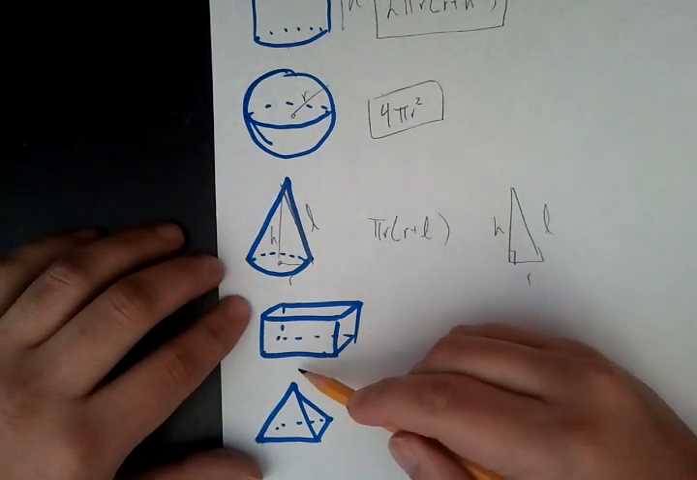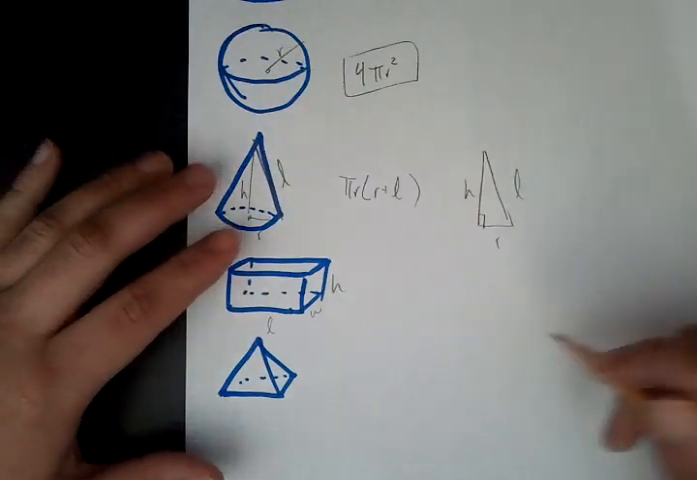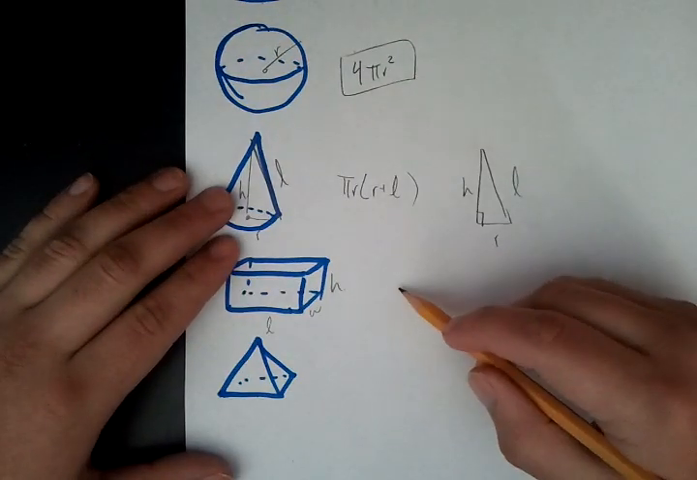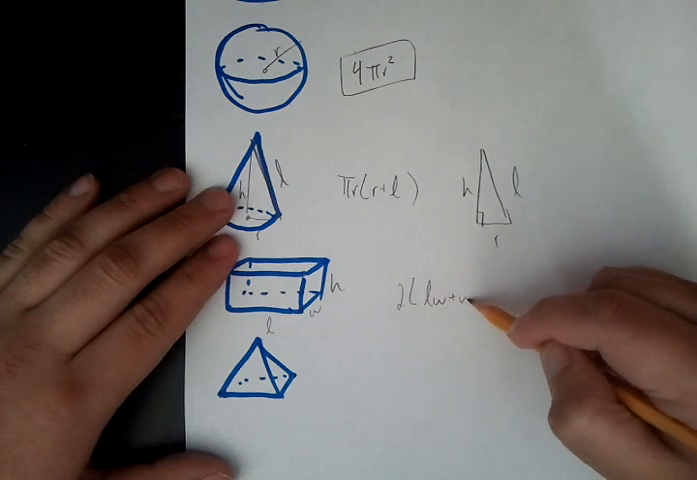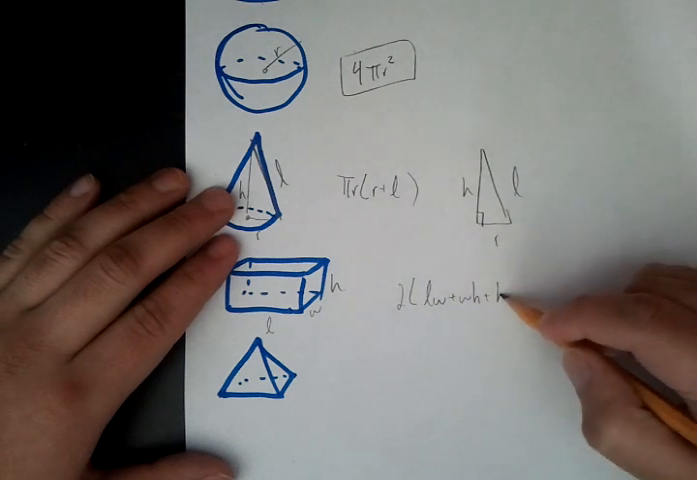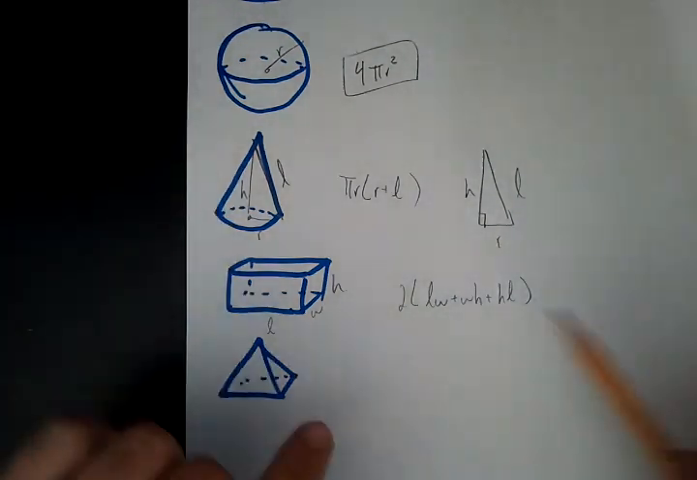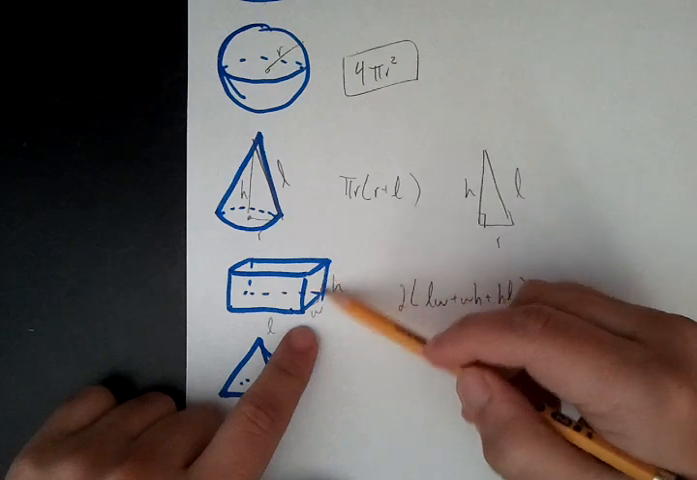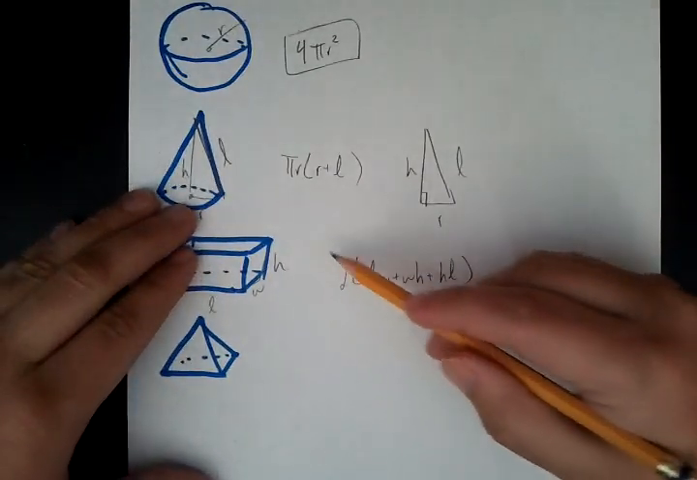Then we have our box, length times width times height, and the surface area is simply given by 2 times the length times the width plus the width times the height plus the height times the length. And that's simply done by taking each face, so this is width times height, and there's two of them, and then length times width, and just all combinations of them.